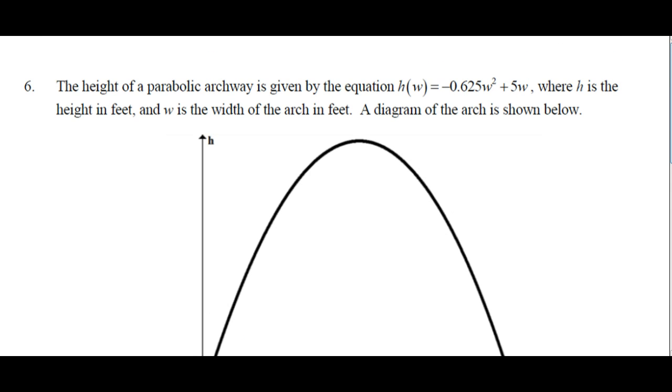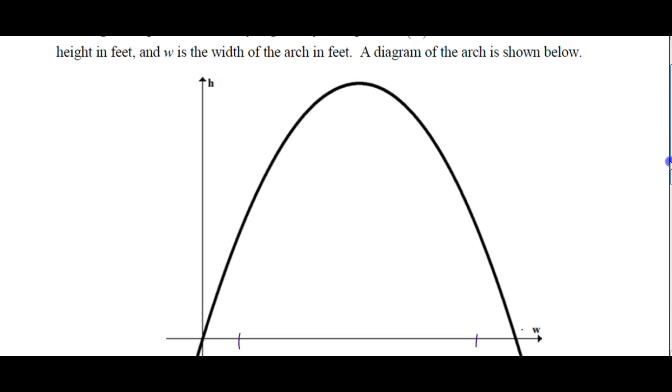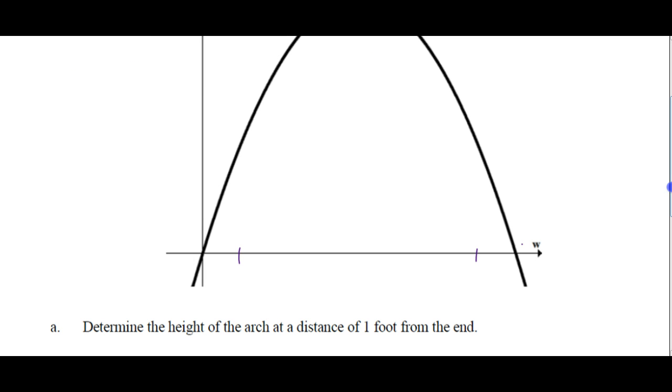Now, I don't know what that means. I guess it's 1 foot from here or here. It doesn't matter, right? Because it's symmetrical. So 1 foot this way and 1 foot this way, they'll be the same height. It's the height 1 foot from the end. This is 1 foot. Oh, okay. This is width. This is 1. So I don't even know what this width is here, so let's go with 1, right?